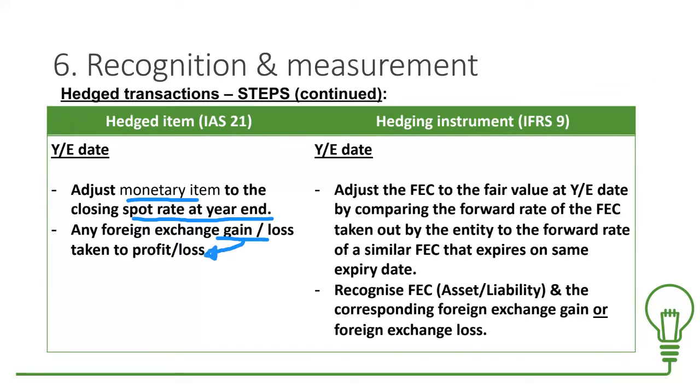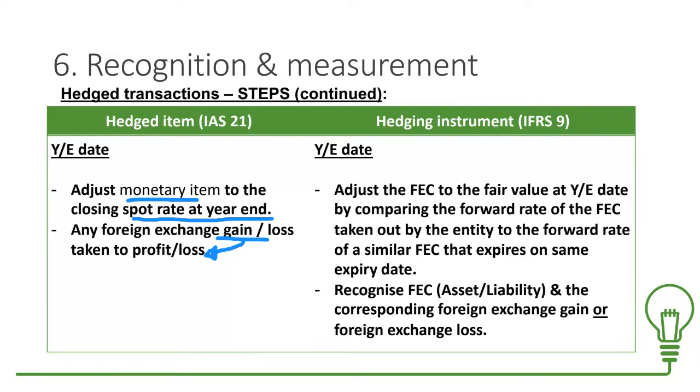Because we're doing a fair value hedge, not a cash flow hedge, that is the journal entry that we pass at year end for the monetary item under the hedged item. Under the hedging instrument, we're going to look for a forward exchange contract, an FEC, for the same amount as the one that we have, and that expires on the same date as the one that we have. Let me say that again. We're going to look for a forward exchange contract that has the same amount and the same expiry date as the one that we've bought.